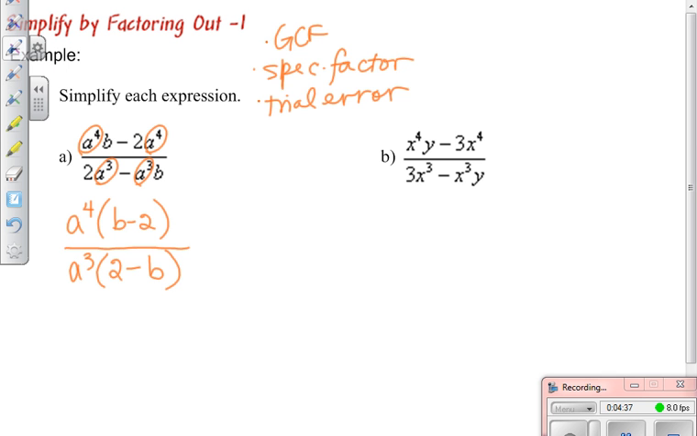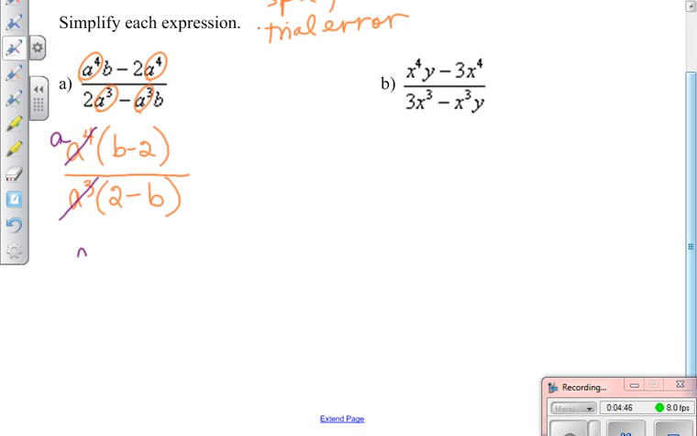Now the first thing that I'm going to cancel is I have 3 a's here and 4 a's there, which is going to leave 1. So now I have a times b minus 2 over 2 minus b. Now this b minus 2 and 2 minus b are almost the same.